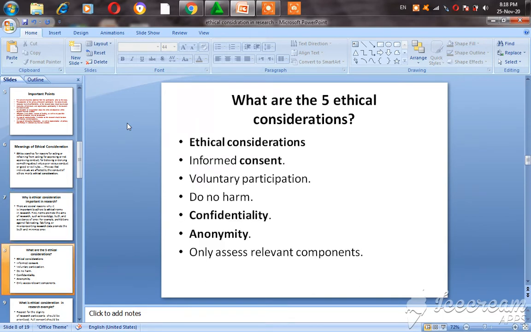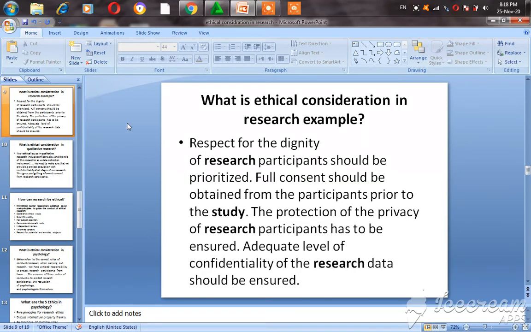What are the 5 ethical considerations? Informed consent, voluntary participation, do no harm, confidentiality, and anonymity. Only assess a relevant component. What are the ethical considerations in research? For example, respect for the dignity of the research participants should be prioritized. Full consent should be obtained from the participants prior to the study.